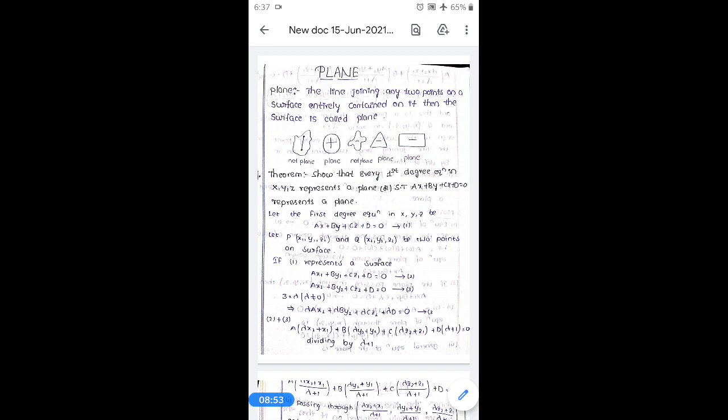What is the first equation? Ax plus By plus Cz plus D is equal to 0. Let us assume the surface S by 1. According to the definition of a plane, choose any 2 points on the surface S. Let the 2 points be P(x1, y1, z1) and Q(x2, y2, z2). Both P, Q lie on 1, which implies Ax1 plus By1 plus Cz1 plus D is equal to 0, and Ax2 plus By2 plus Cz2 plus D is equal to 0.